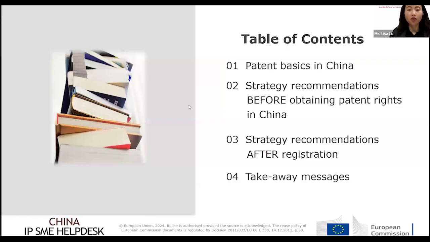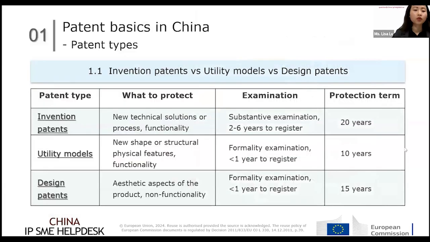Today, we are talking about patent new rules and laws in China. And in case you do not know the overview of the patent law system, I will firstly introduce patent basics in China. And following that, it's the focus of today: the strategy recommendation before the registration and after the registration. It covers a long period and hopefully the whole lifetime of your patent cycle. And lastly, I will leave some takeaway messages.